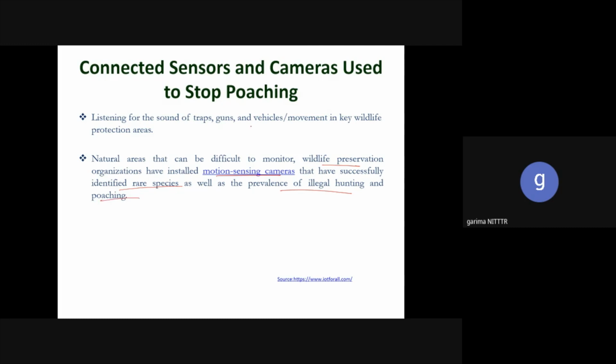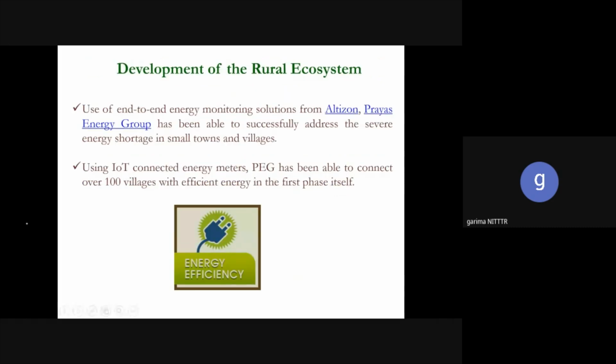So you can see different types of solutions for IoT in different applications. And for the energy system, a direct application implemented is the use of end-to-end energy monitoring solutions from Prayas Energy Group. This energy group successfully addressed the severe energy shortage in small towns and villages. They have IoT connected energy meters, and they connected 100 villages with efficient energy in the first phase itself.